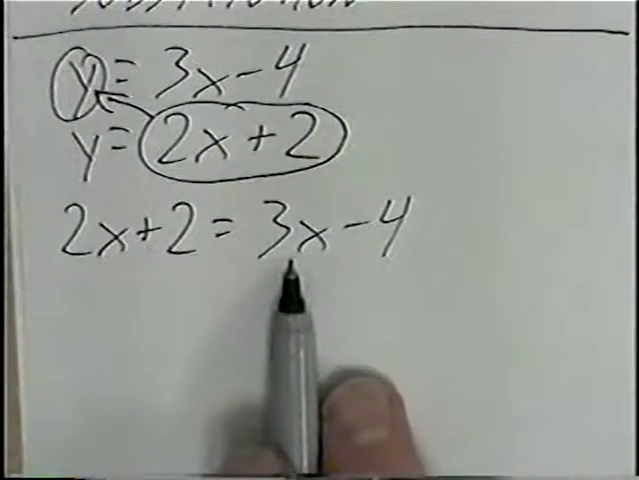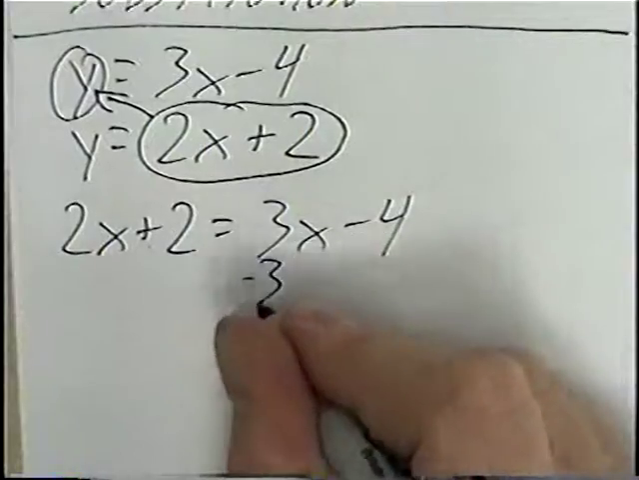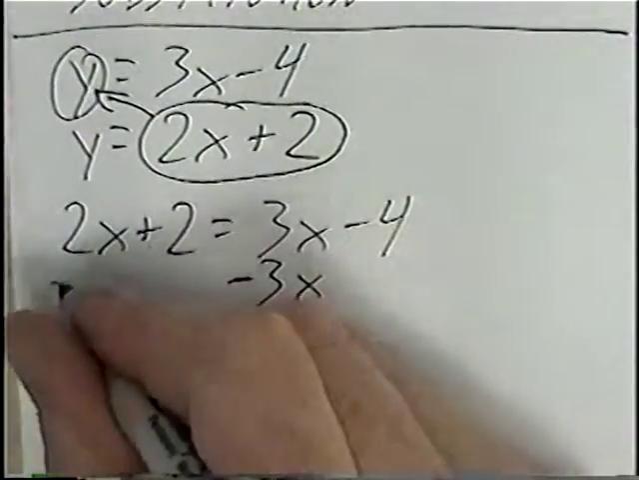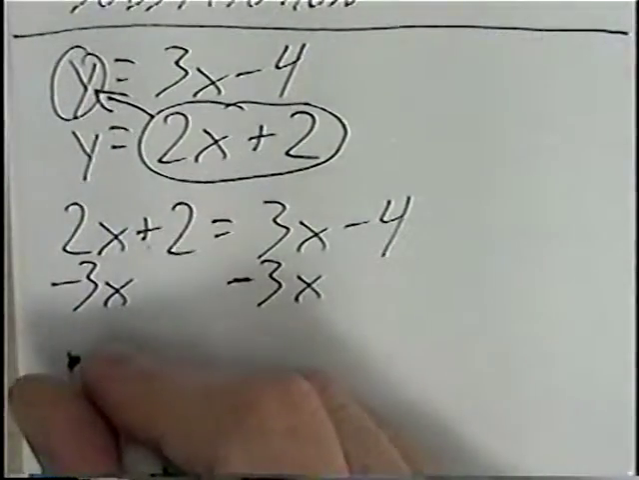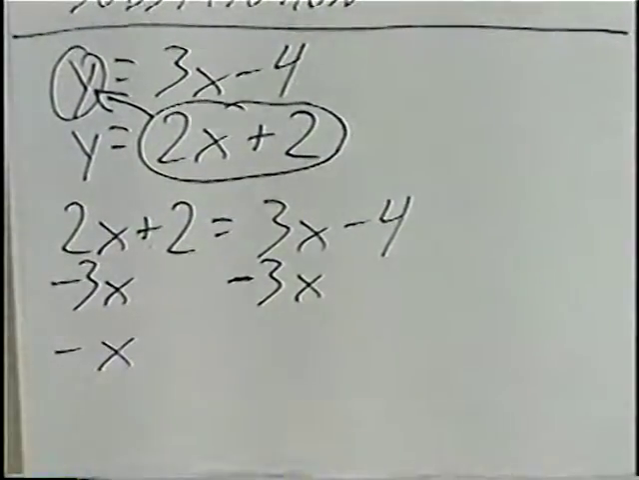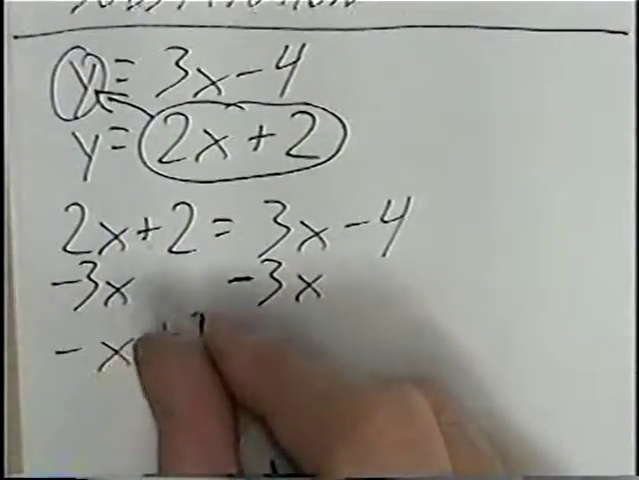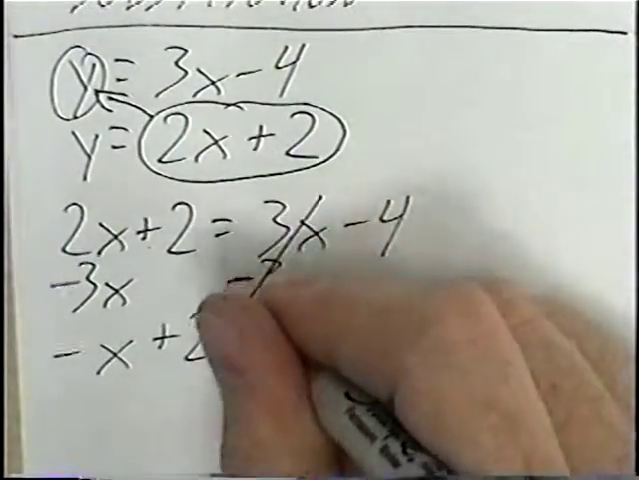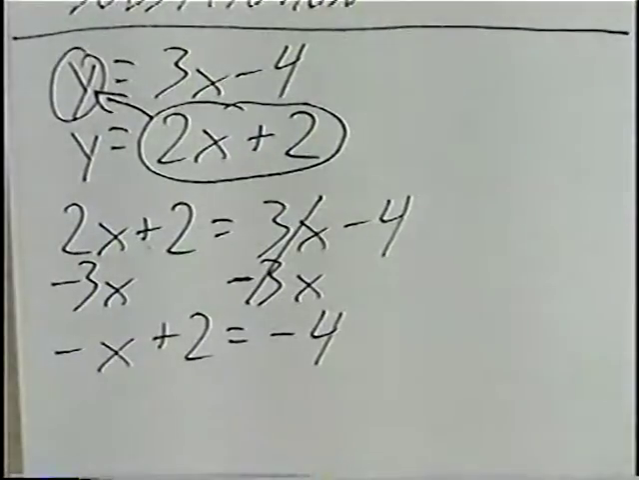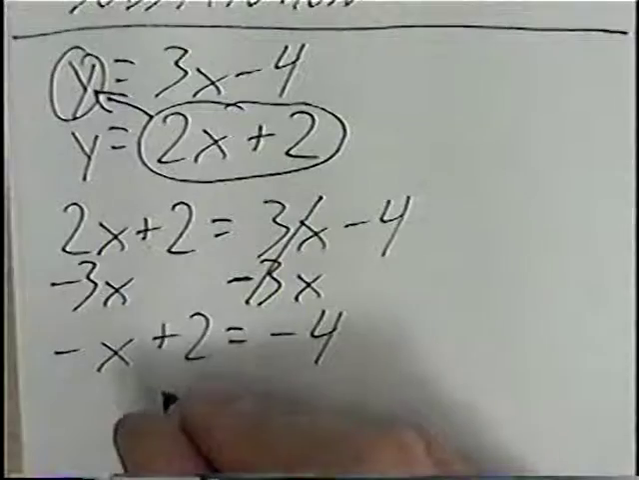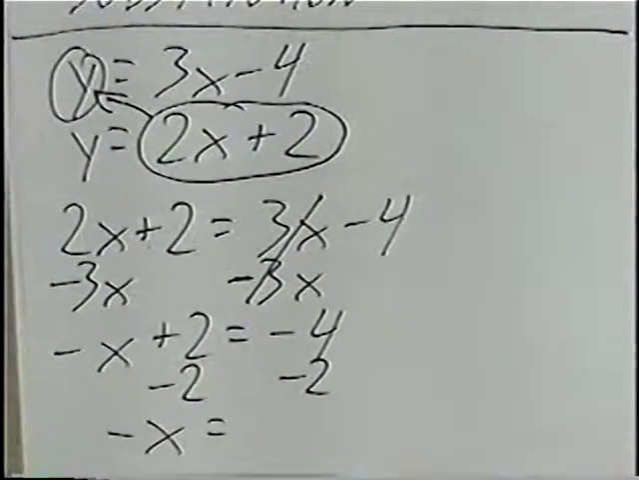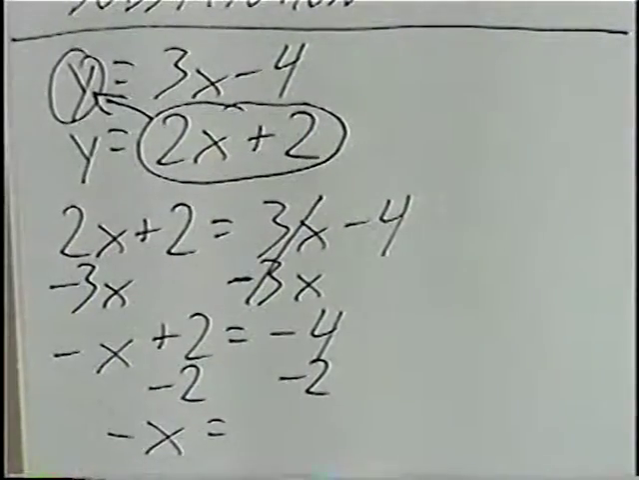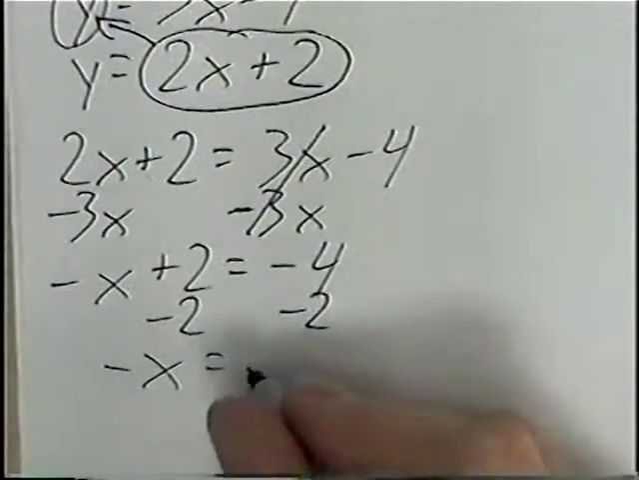To get x by itself, we move all the variables to one side. The opposite of positive 3x would be minus 3x on both sides. 2x minus 3x would be negative x, or negative 1x, plus 2 equals, the 3x's would cancel, and we'll be left with negative 4. Solving for x, the opposite of adding 2 would be subtracting 2. So we'll have negative x equals negative 4 minus 2, which would be negative 6.